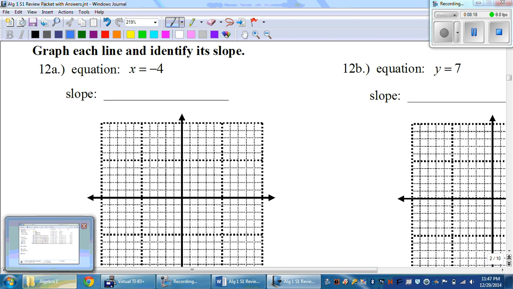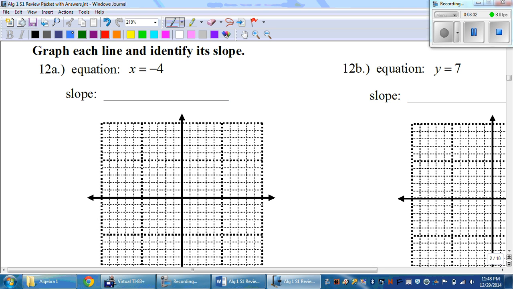All right, so graph each line and identify its slope. This is why it's very important to know your definitions, okay? On the other side, we just talked about how if it's an x equals, that's going to give us a vertical line, okay? And vertical lines all have an undefined slope. You just need to memorize that.